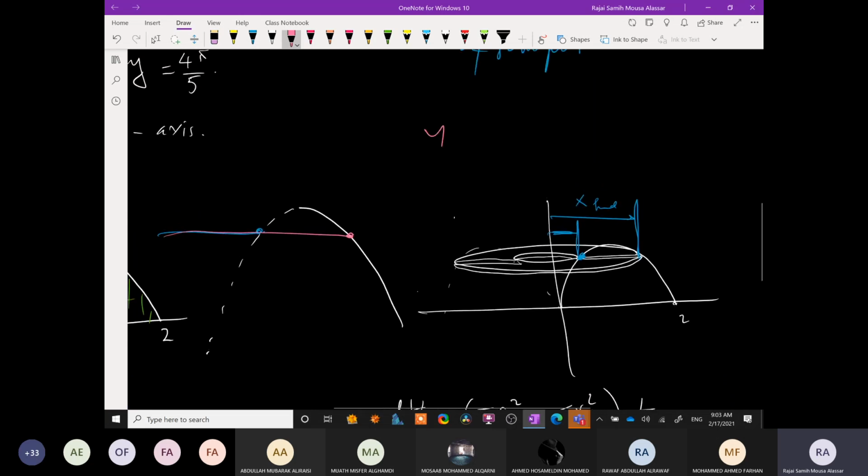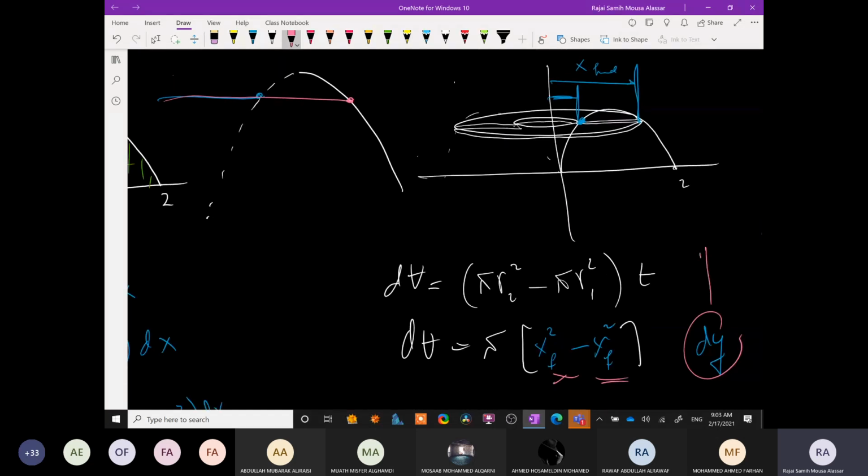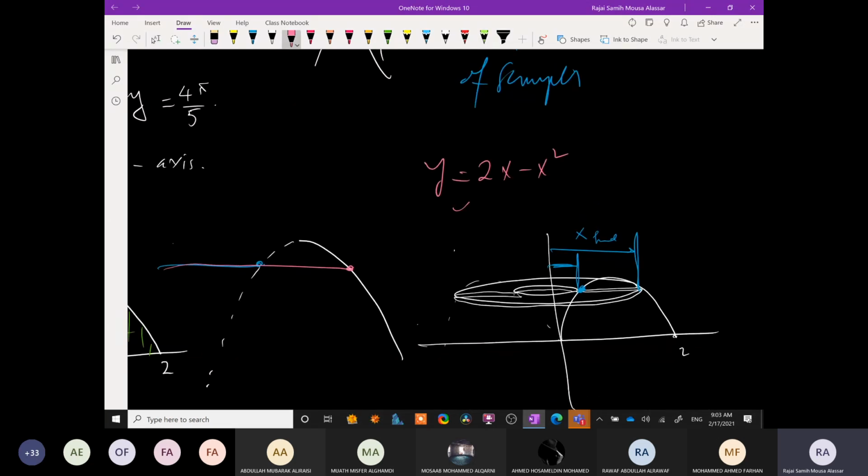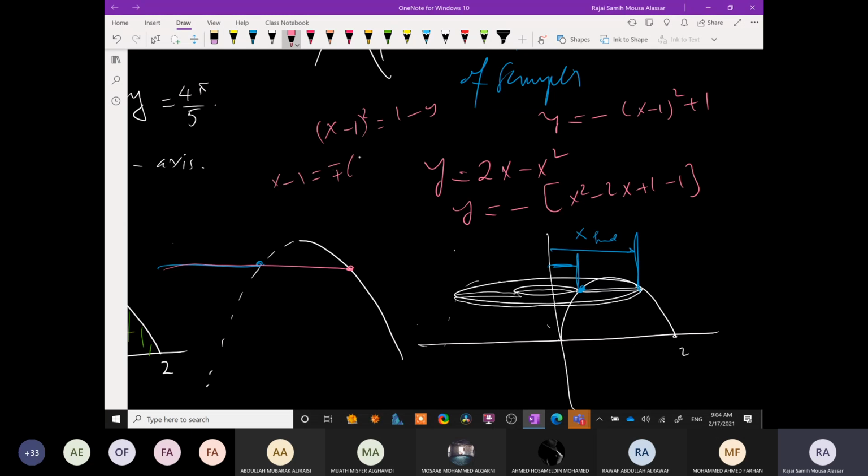So what is the story here? Now y is equal to what? 2x minus x squared, yes? So I need to replace everything in terms of y, correct? So I need to complete the square here. I say y is equal to minus x squared minus 2x plus 1 minus 1, so y is going to be minus (x minus 1) squared plus 1. Now you take this x minus 1 to the other side, so this is going to be 1 minus y. Then x minus 1 is plus or minus the square root of 1 minus y. So x is going to be 1 plus or minus the square root of 1 minus y. Do you agree with me, Yashwan?